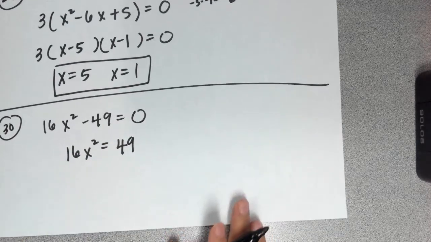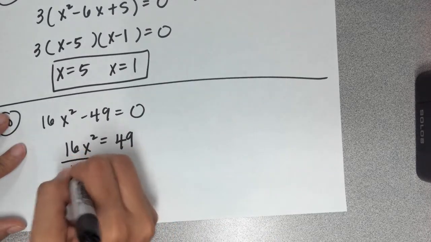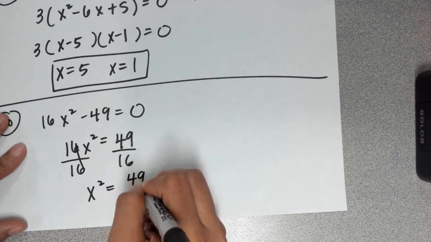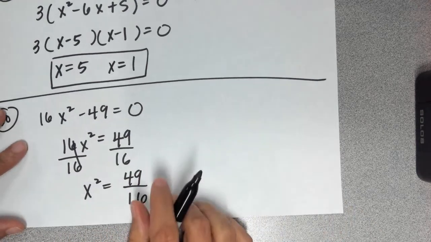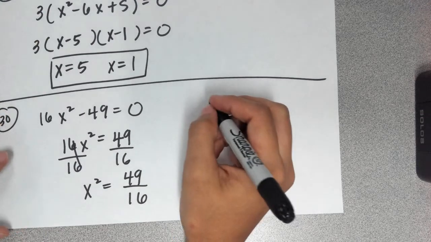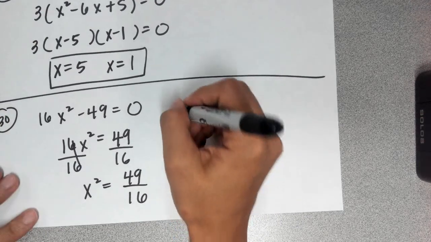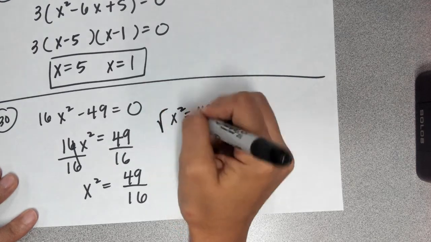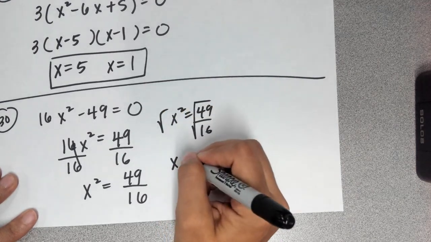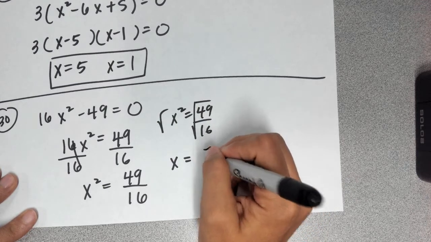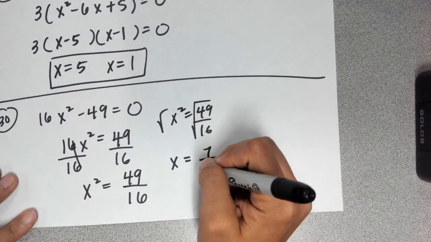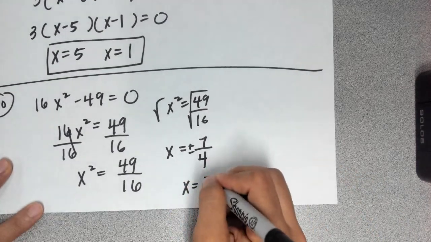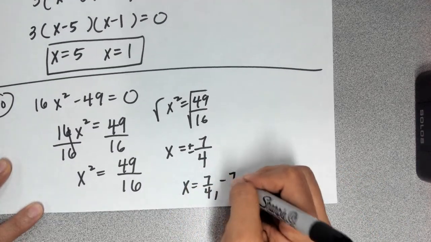And then now what can I do? I want to get x by itself, so I'm going to divide by 16. So I get x squared equals 49 divided by 16. So now I want to get x by itself, so I'm going to take the square root of x squared. So what's the square root of 49? And what's the square root of 16? 4. But it's going to be plus or minus. So your answer is positive 7/4 and negative 7/4.